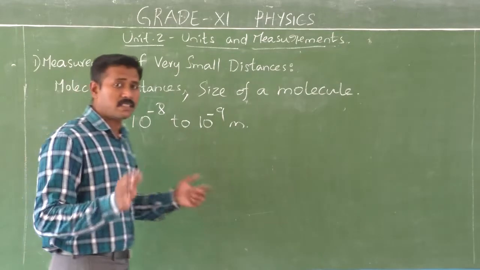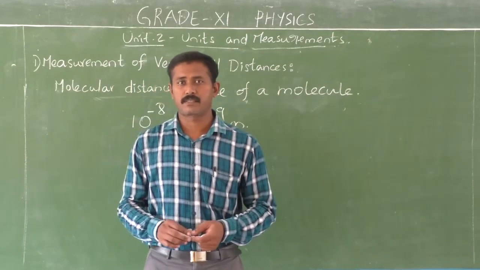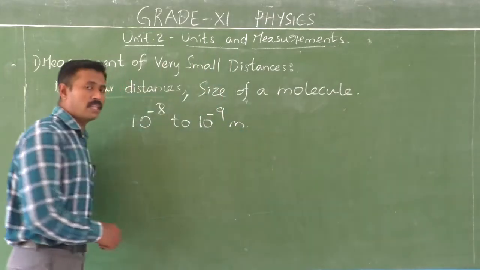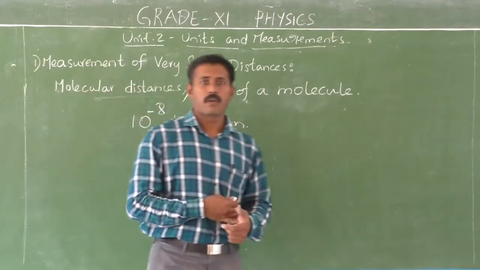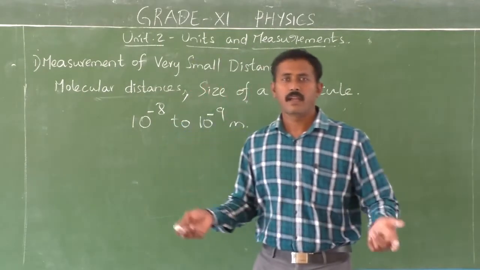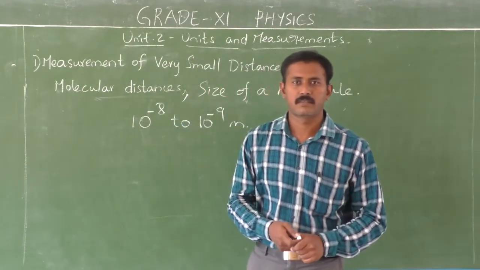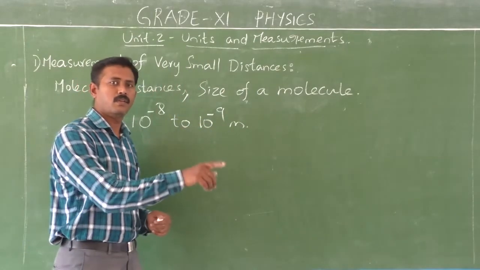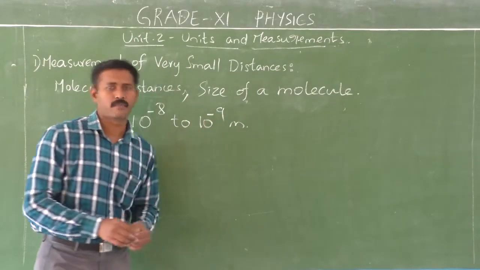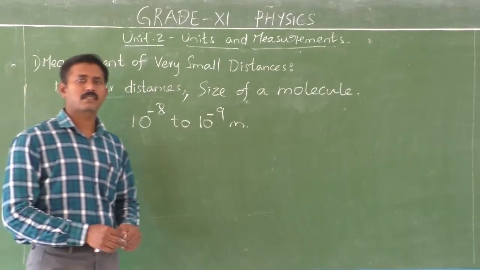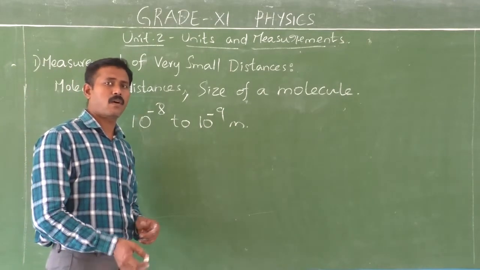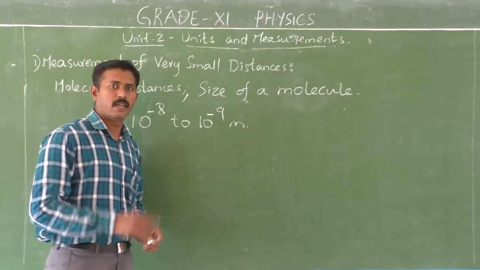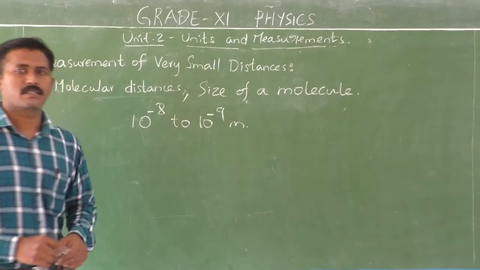So we cannot easily measure this type of distances with the naked eye. For that we need a microscope or an electron microscope, and later other technologies. I will discuss the techniques that are being used for measuring this type of distance. First, I will describe what an optical microscope is, and how we use an optical microscope in measuring such distances.